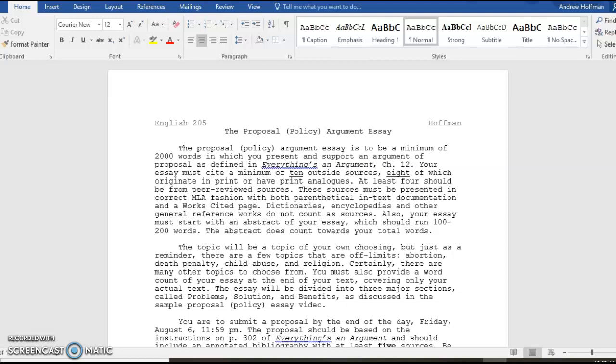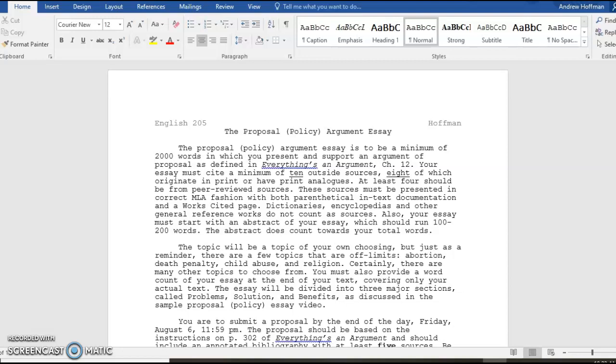So I call it proposal policy because, of course, in our class we've also done those little proposals where you're proposing to me your topic. So I also write policy because that's kind of how I think of this essay. It's really what I call the policy essay. Your editors use a different term, and everything's an argument.